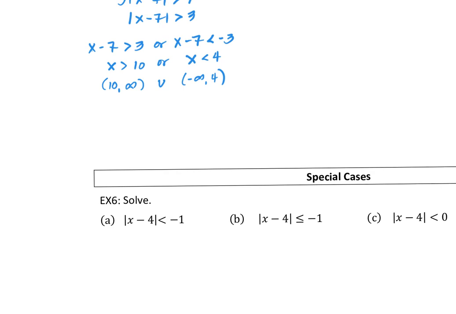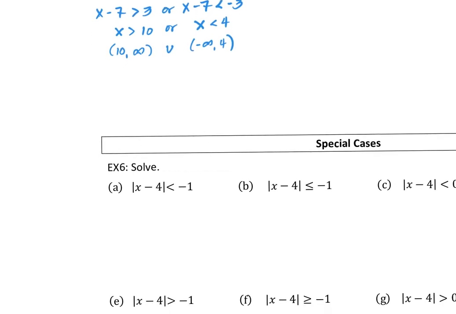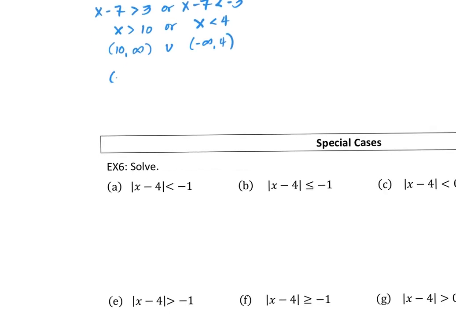And typically we write from small to large, so I would actually rewrite this as negative infinity to positive 4 union 10 to positive infinity. So notice if we go from the left to the right, we have negative infinity, 4, 10, positive infinity. All those values are going from small to large, and that would be the solution.